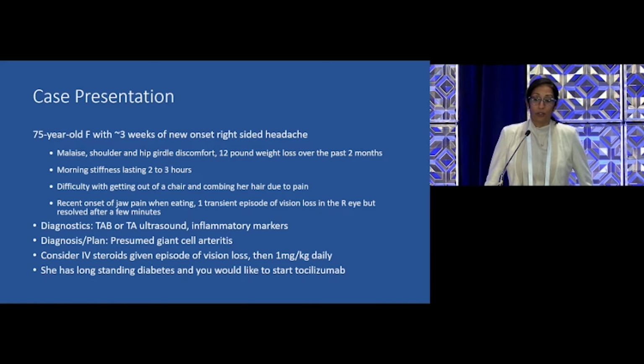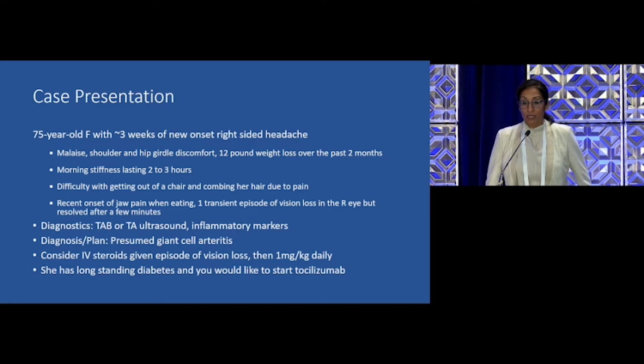She comes in to see you. You're either going to get a temporal artery biopsy or a temporal artery ultrasound if your center has that, or if you live in Europe, which you probably don't if you're here right now, other than you. And so inflammatory markers, and then basically based on all of that, the presentation and the workup, you believe that she has giant cell arteritis.